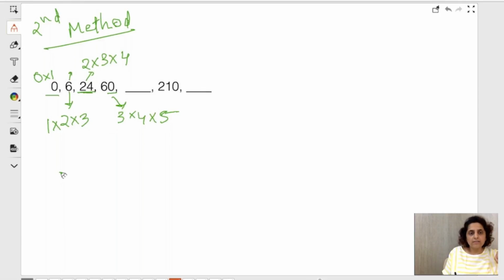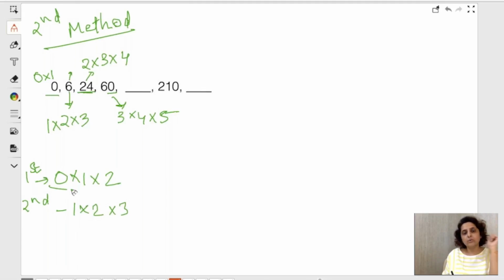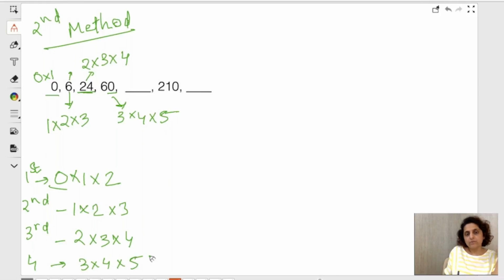So first number, how do we get? 0 into 1 into 2. Second number, how do we get? 1 into 2 into 3. That is like we are omitting the first number and adding a new consecutive number here. So the third number would be 2 into 3 into 4. Fourth number, 3 into 4 into 5. Same way, the fifth number would be 4 into 5 into 6.